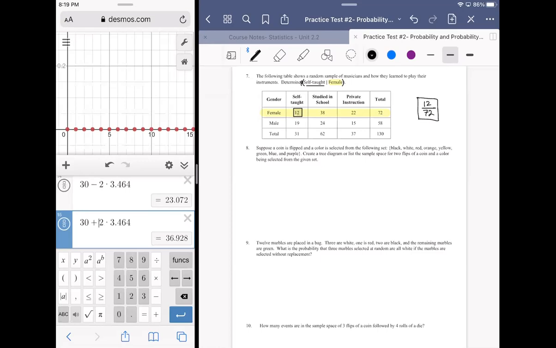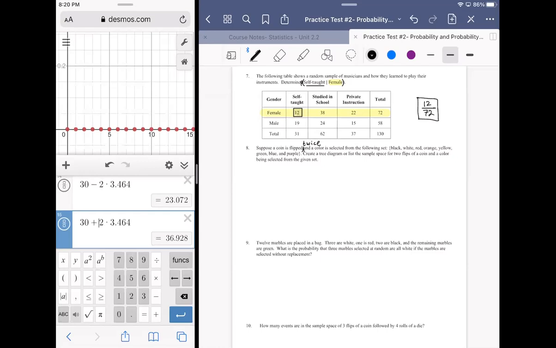Number 8, suppose a coin is flipped and a color is selected from the following set: black, white, and so on. Create a tree diagram. Oh, sorry, another typo. I actually changed this one right before the class started, so this one's on me. Well, they're all on me, but this one's really on me. Suppose a coin is flipped twice, and a color is selected from the following set. We want to create a tree diagram for that.